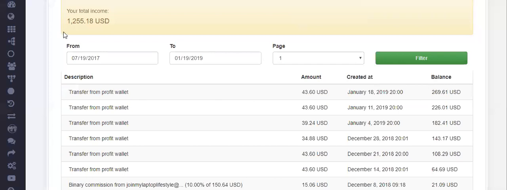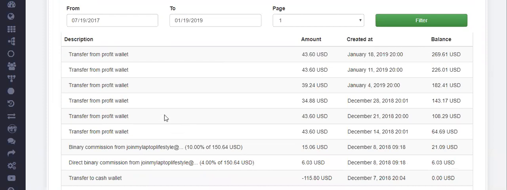I took $100, and as you see, I've made over $1,255.18 by compounding my money and letting it continue to grow. My goal for this binary is to make it become $100 a day. Now, what I want to show you guys is how easy it is to do this.